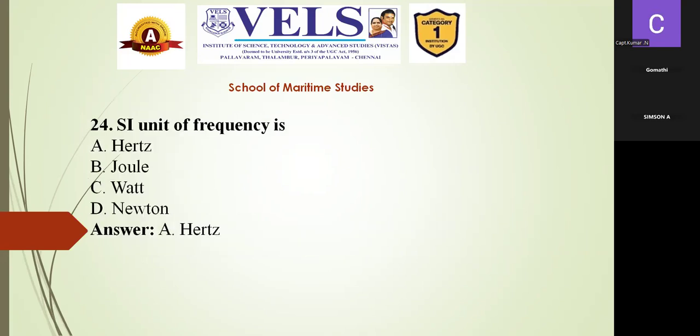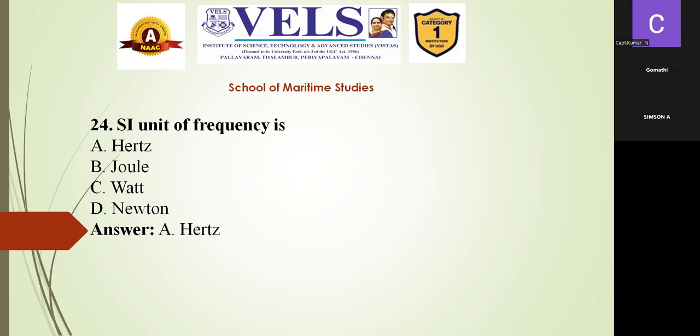Our next question is SI unit of frequency. The SI unit of frequency is Hertz. Option A is the correct answer. What is frequency? Frequency means the number of waves produced in 1 second.